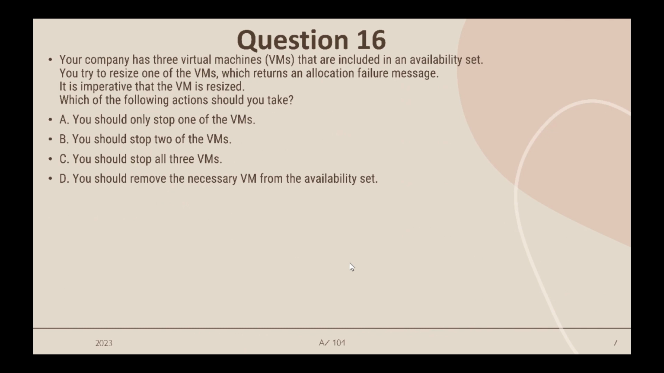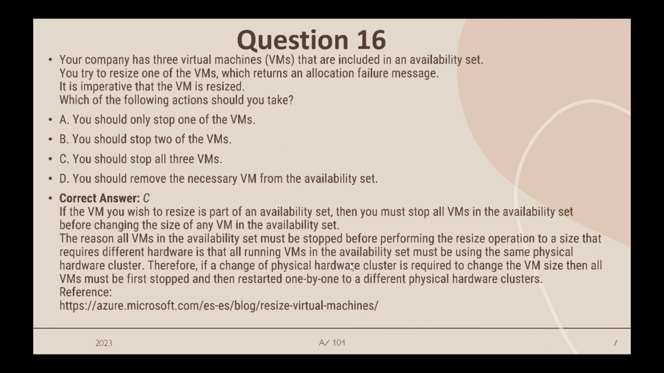So, what could be the probable solution for this particular question? And the answer is C. You should stop all three VMs. If the VM you wish to resize is part of an availability set, then you must stop all VMs in the availability set before changing the size of any VM in the availability set. The reason all VMs in the availability set must be stopped before performing the resize operation to a size that requires different hardware is that all VMs in the availability set must be using the same physical hardware cluster. So that is the reason you should first stop the VMs and then resize the VM.